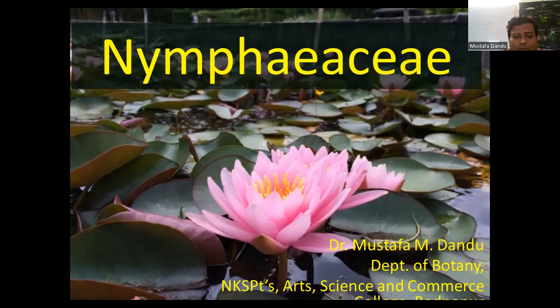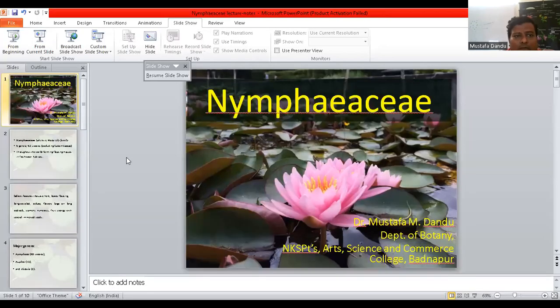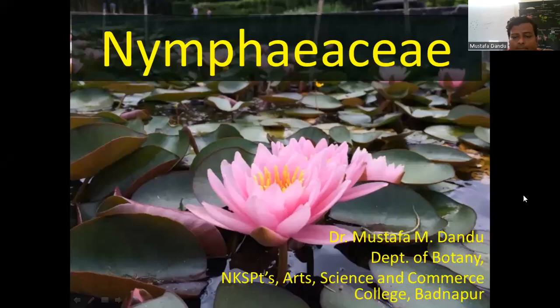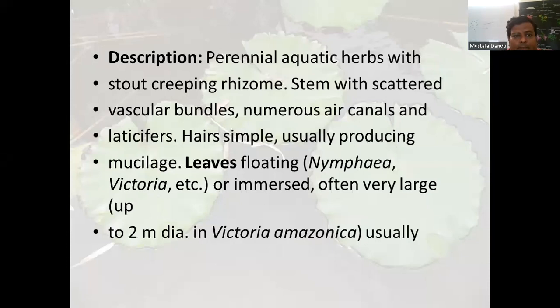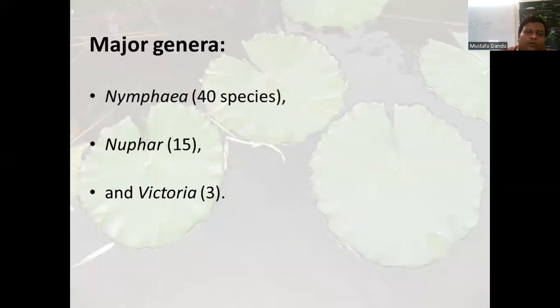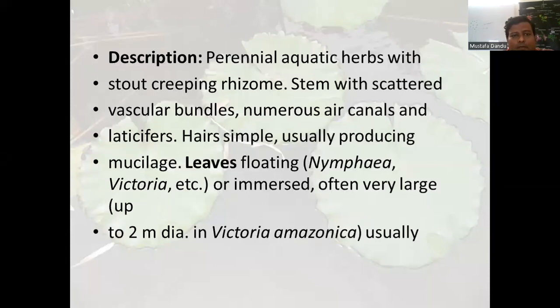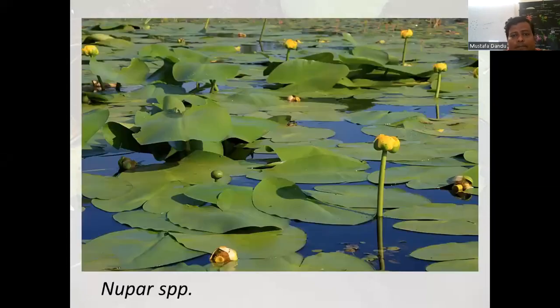Here you can see Nymphaea having 40 species, Nuphar having 15, Victoria having 3 species. This is a description of the perennial aquatic herbs. Stout creeping rhizomes are there. As we have discussed, in Victoria amazonica the leaves are 2 meters in diameter.